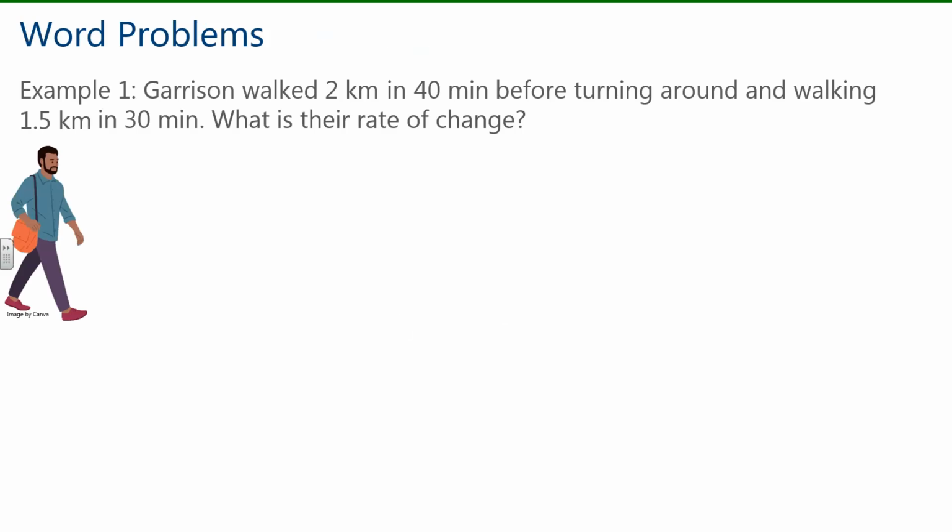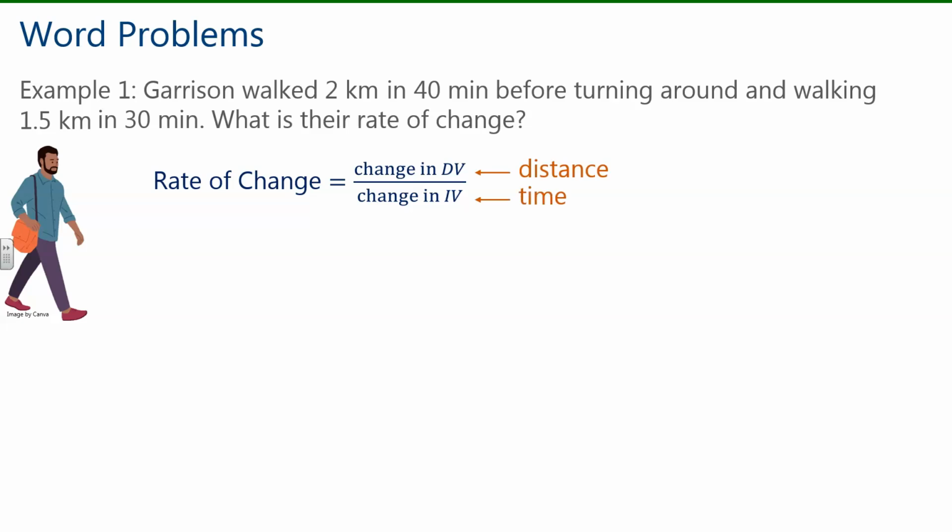So example 1 says, Garrison walked 2 kilometers in 40 minutes before turning around and walking 1.5 kilometers in 30 minutes. What is their rate of change? So again, rate of change is defined to be the change in the dependent variable over the change in the independent variable. So we need to figure out which is which. So let's consider what variables we have. We have the distance walked, and then we have the time. So the dependent variable in this case would be the distance, and independent would be the time.